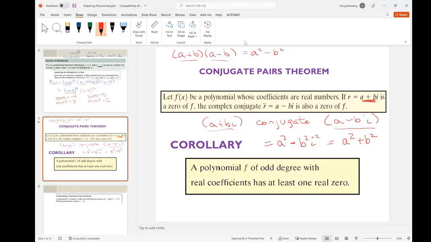A polynomial f of odd degree with real coefficients has at least one real zero. So if I have anything like with a cubed, I could have complex numbers as my zeros, but I'll always have one real zero. The reason for that is conjugates always come in pairs. So if I have a complex number, I always have to have its complex conjugate, okay?